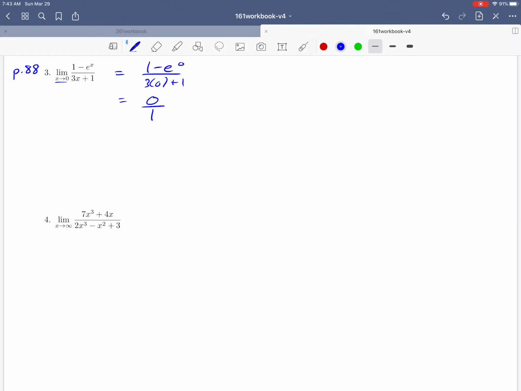If we do those calculations, 1 minus e to the 0 is 0 on the top, and on the bottom 3 times 0 plus 1 is 1. And the question is, that 0 over 1 that we got, is that an indeterminate form? Well, you can look back at the list of 5 indeterminate forms and notice that that's not on our list. Not indeterminate. And so it's important to realize that because it's not indeterminate, we cannot use L'Hopital's rule. The rule does not apply.